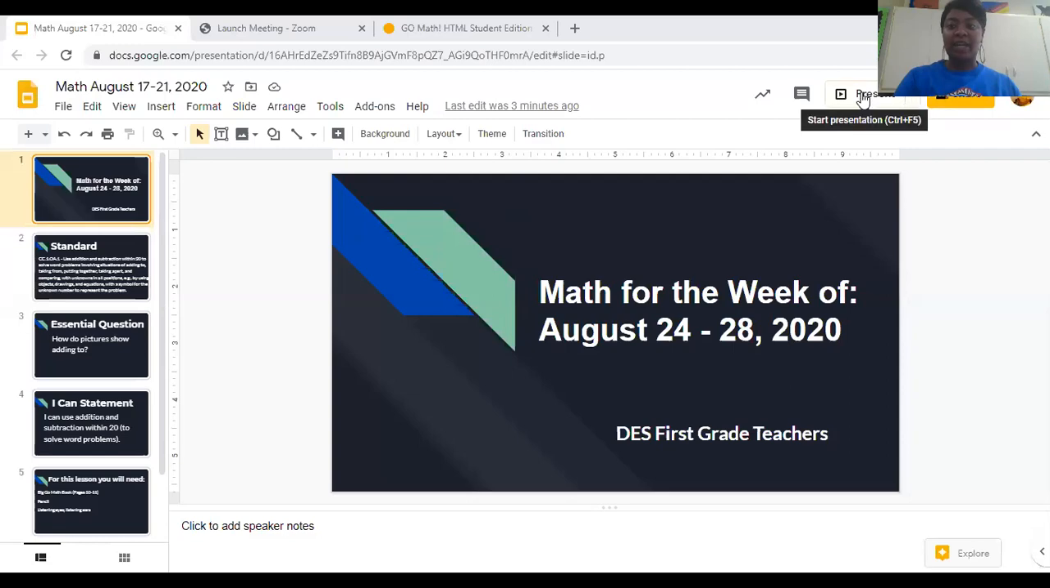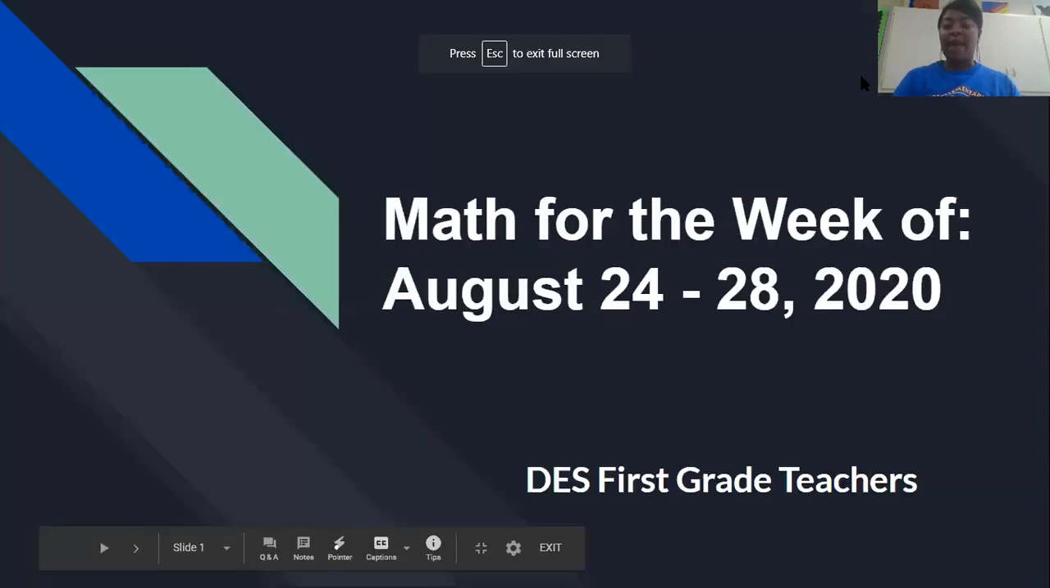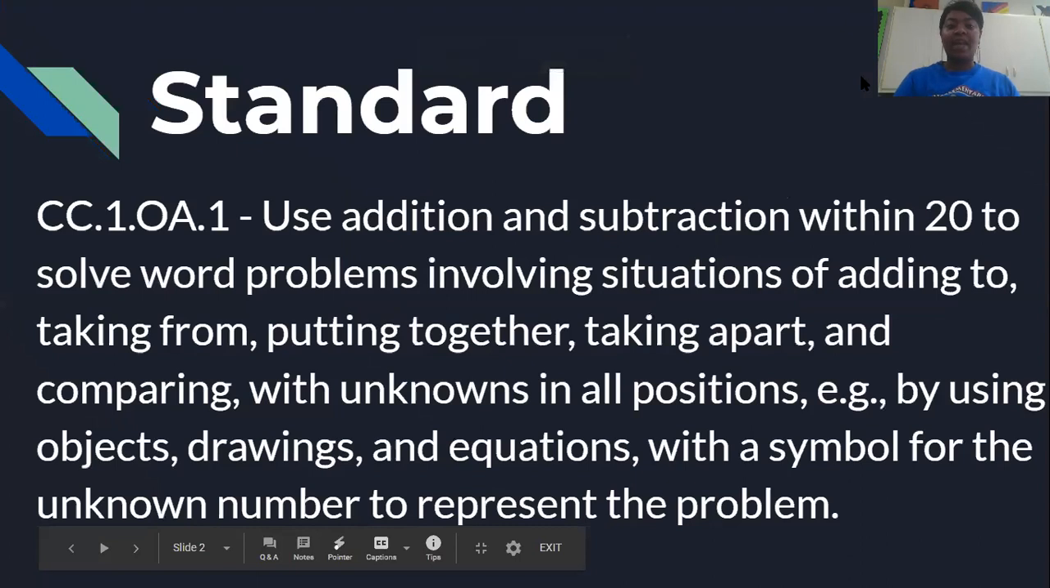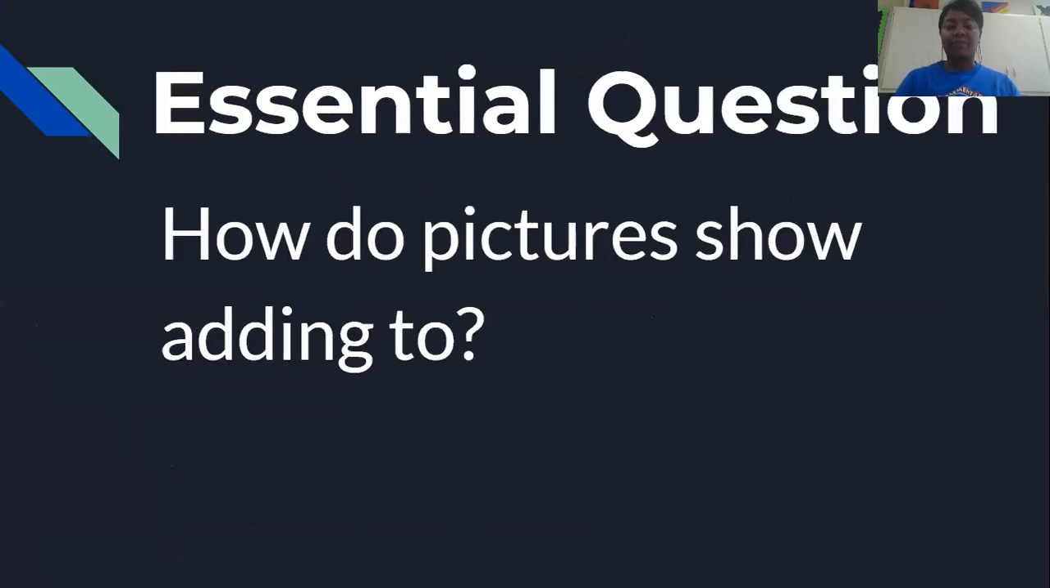So you will need your big math book because we are getting ready to go over a math lesson. And this is our standard. It's standard OA1. Use addition and subtraction within 20 to solve word problems involving situations of adding to, taking from, putting together, taking apart, and comparing with unknowns in all positions. For example, by using objects, drawings, and equations with a symbol for the unknown number to represent the problem.